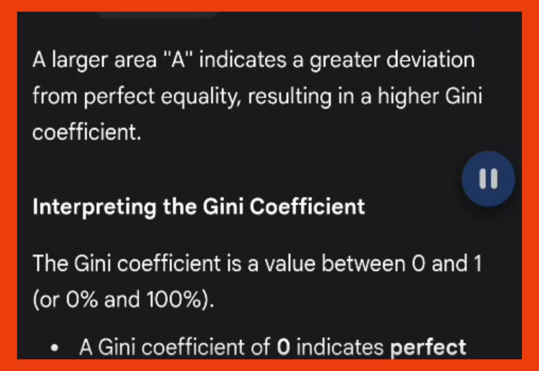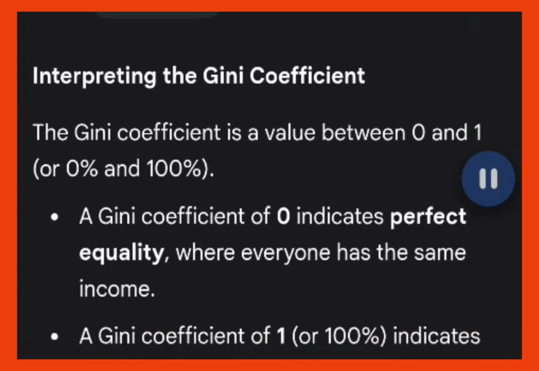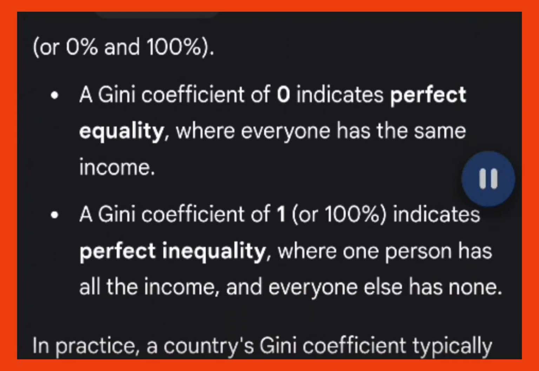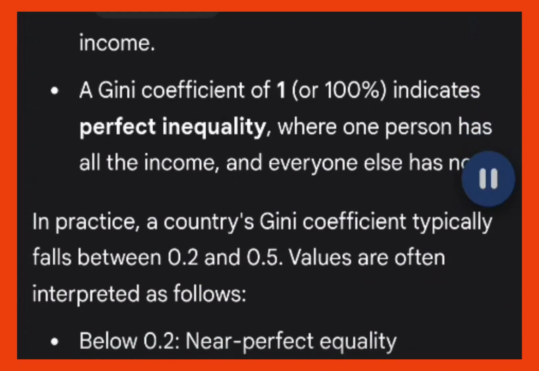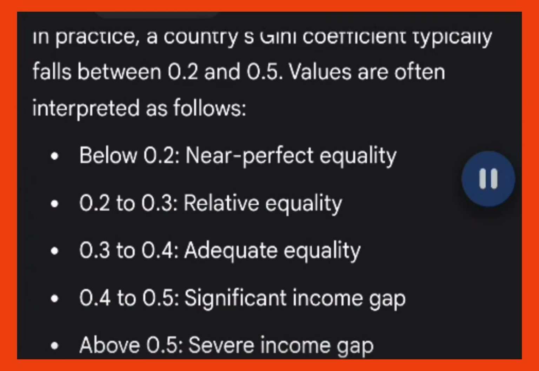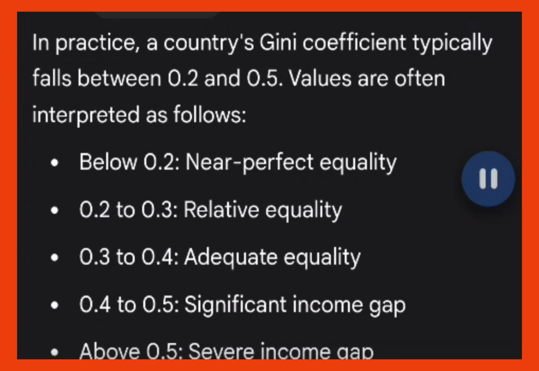Interpreting the Gini coefficient. The Gini coefficient is a value between 0 and 1, or 0% and 100%. A Gini coefficient of 0 indicates perfect equality, where everyone has the same income. A Gini coefficient of 1, or 100%, indicates perfect inequality, where one person has all the income, and everyone else has none.